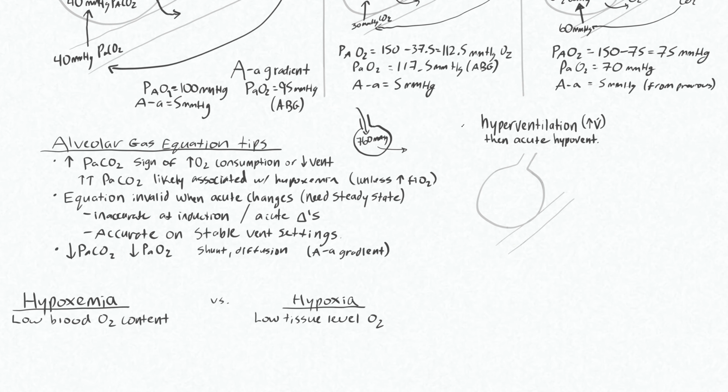I want to show you how important steady state is for running this equation by showing you how ridiculous the numbers are that you get as an output when you try doing this for a patient who is not at steady state and has had some acute change in their ventilation. So let's consider a patient that is hyperventilating initially, and then some acute change happens where they hypoventilate instead.